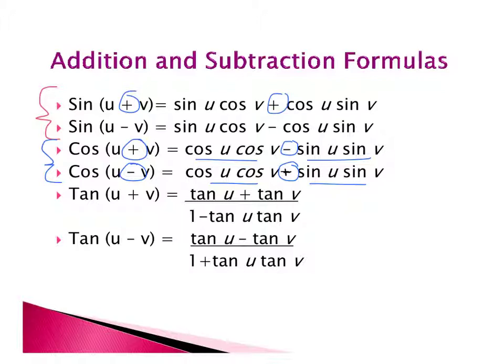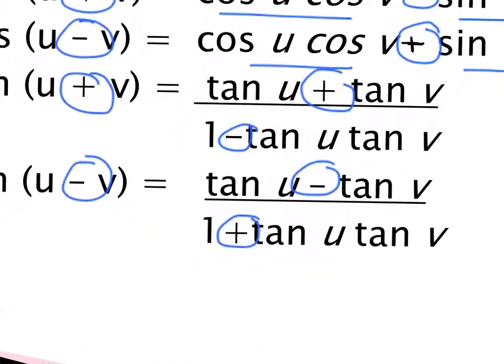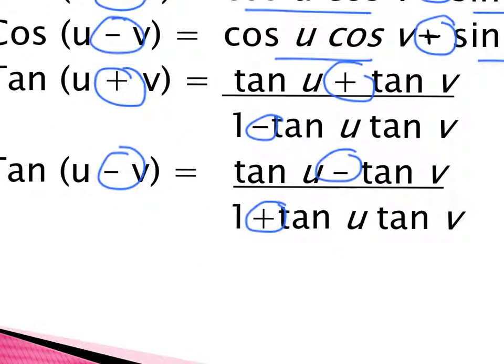For tangent, let's take a look at tangent when we're memorizing these. Notice that the numerator, the sign is consistent. The denominator, that's where the sign is reversed. So if I'm subtracting in the numerator, in the denominator, flip it over. So let's explore tangent. When we're finding the tangent sum or difference of two angles, we're doing the tangent of the first angle, either plus or minus the tangent of the second angle. In the denominator, it's always 1 minus or 1 plus the product of tan of the first angle, tan of the second angle.